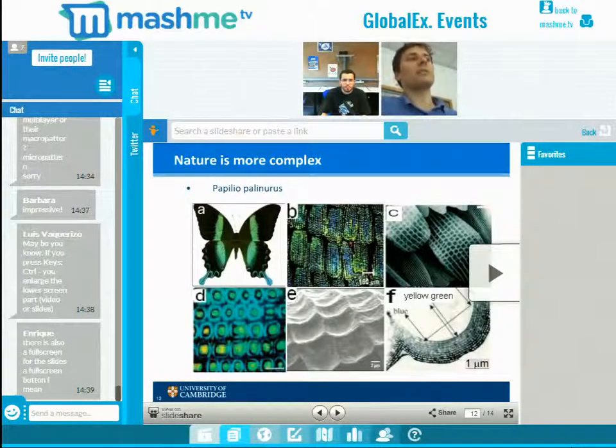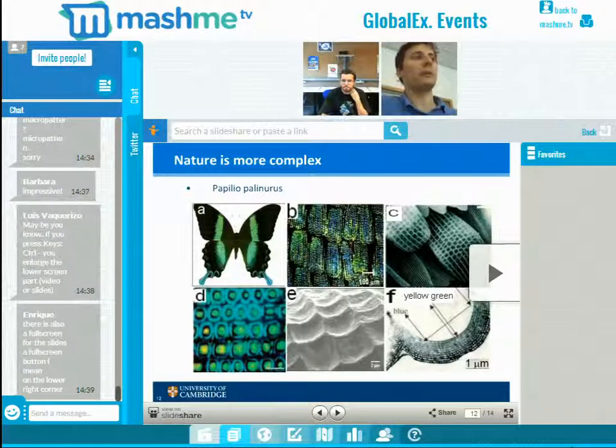And so there are quite a lot of different butterflies that generate colors in a different way. And here is a papilio butterfly. And the green color you see is also generated as a structural color. Picture B shows just an optical microscope image of the different scales. And as you can see, you have different colors coming back from these scales.